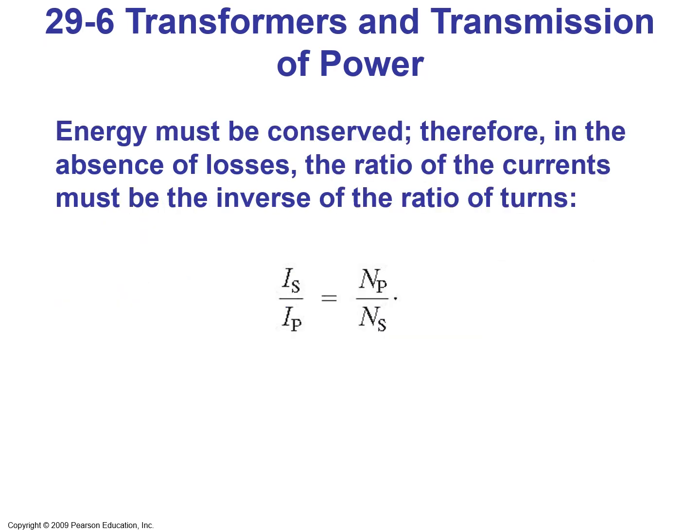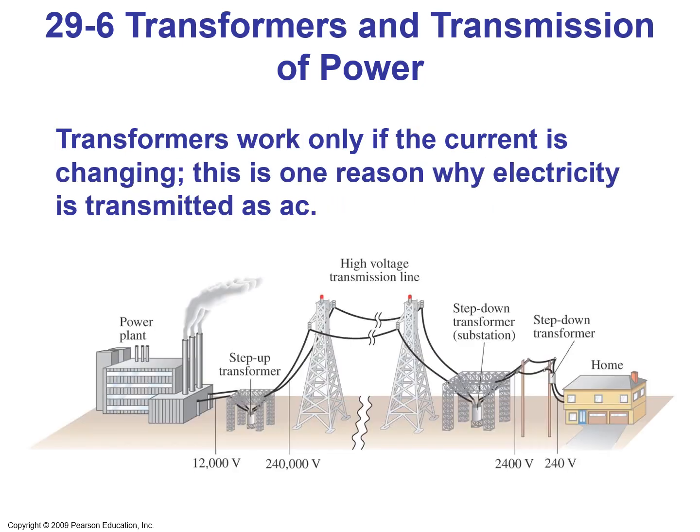As the energy must be conserved, in the absence of losses, the ratio of the currents must be the inverse of the ratio of turns. So we have Is over Ip equals Np over Ns. So transformers work only if the current is changing. This is one reason why electricity is transmitted as AC.